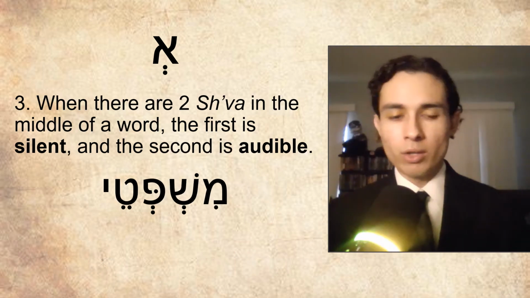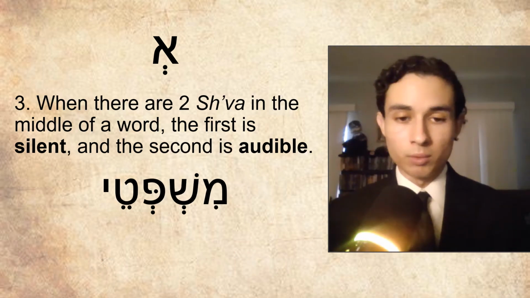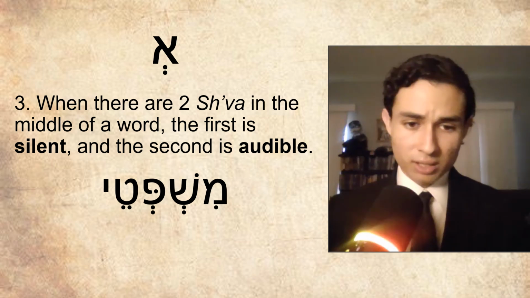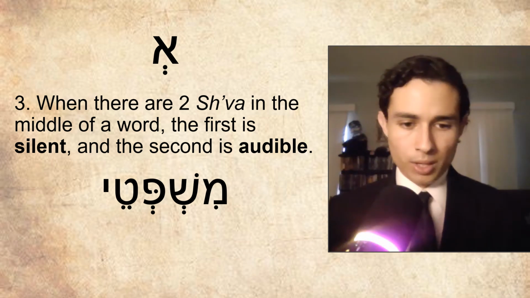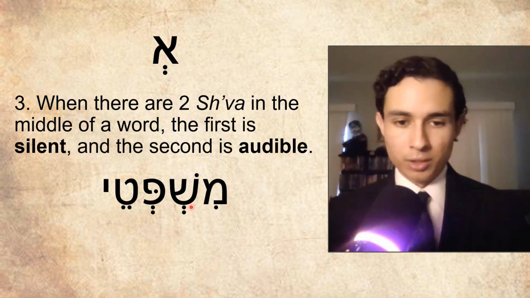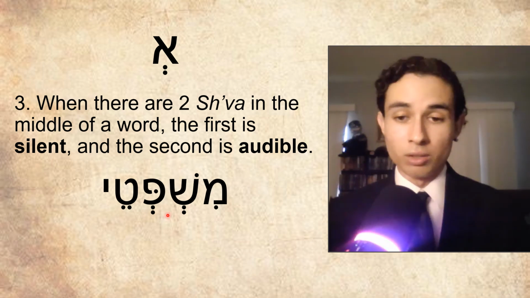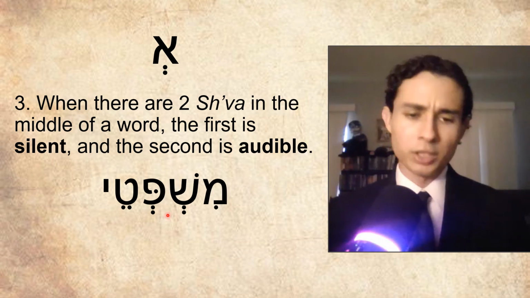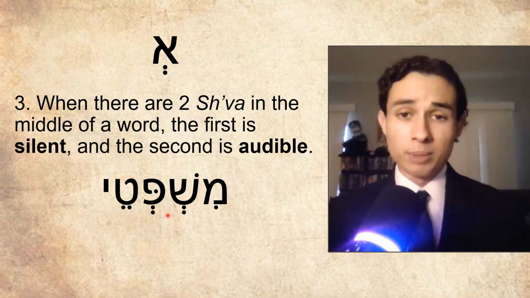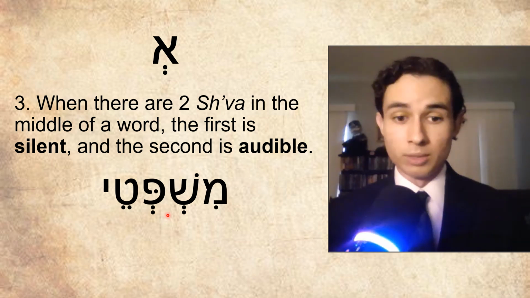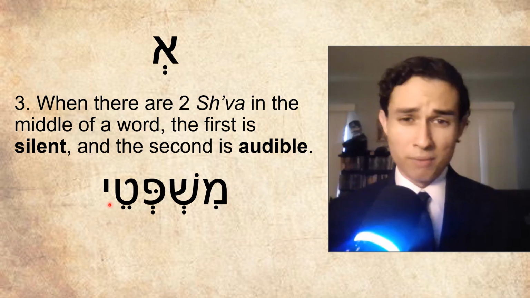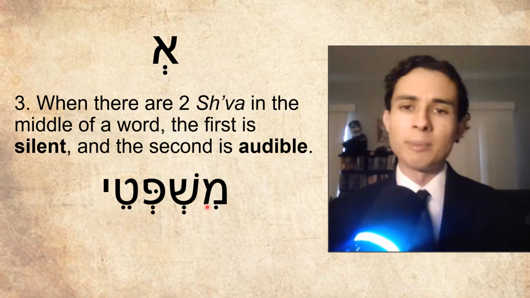The third rule is when there are two shvas in the middle of a word, the first is silent and the second is audible. So in this example, the first would be under the letter shin, the second under the letter pei. So consider the following example. Do not pronounce them as if they are both audible, as mishepetei, right? No, that's too emphasized. Instead, it'd be easier to just treat them as if they were both silent.